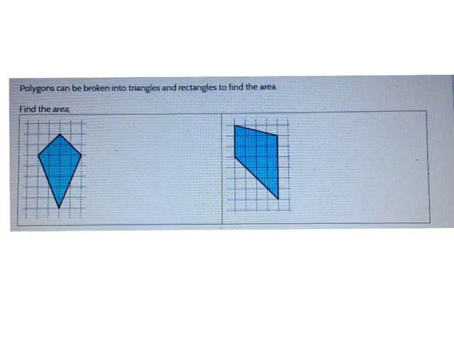Sometimes we need to find the area of polygons by breaking them into multiple triangles or rectangles. Let's find the area of the first shape by cutting it into 2 triangles. Go ahead and create a space to show your work.